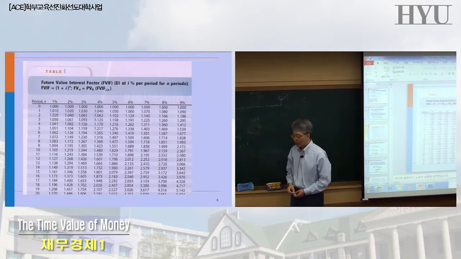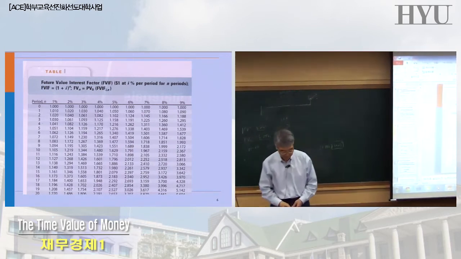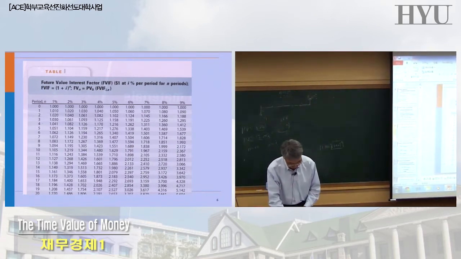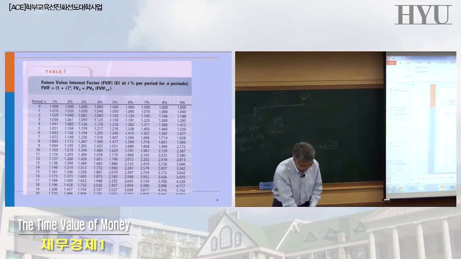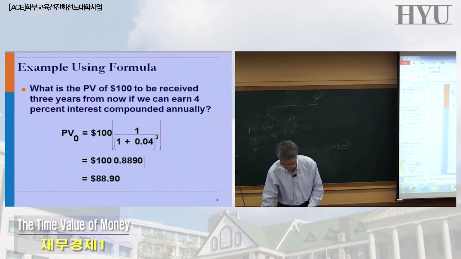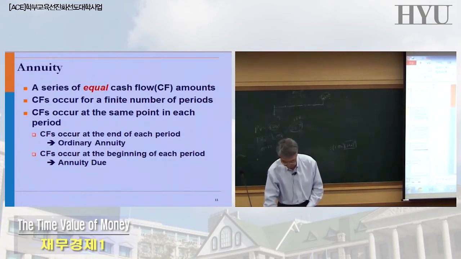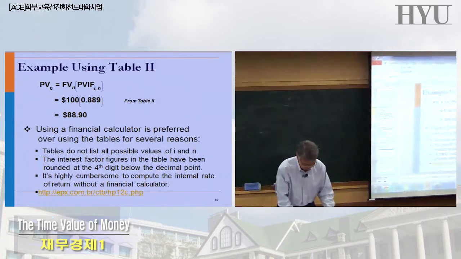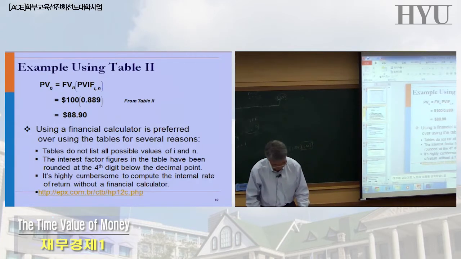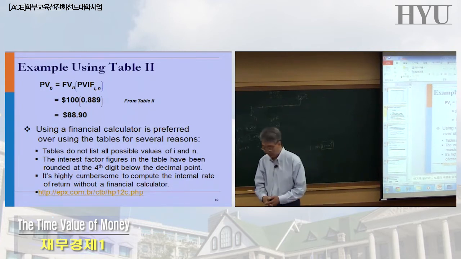But if you use a calculator, it's a piece of cake. You can do it right away. I think you'll like it when you start using the calculator. Before we go to annuity, why don't we start some exercises here? How about problem number 5?